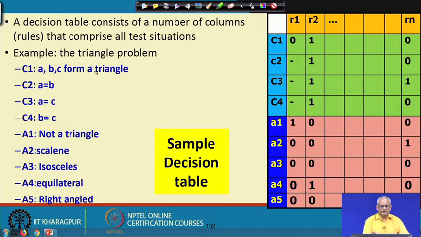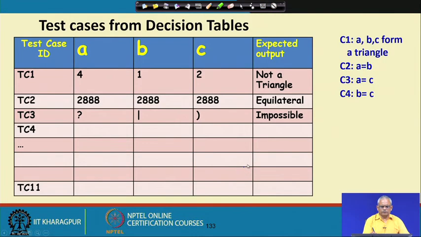We can easily develop this table, but the problem is that here we have written condition 1 as a, b, c form a triangle, but that is not a very practical condition to check. We will see that we can refine the table, but once we have drawn the decision table, we can design the test cases, which are specific combinations of the conditions, and the corresponding actions are the output to be checked.